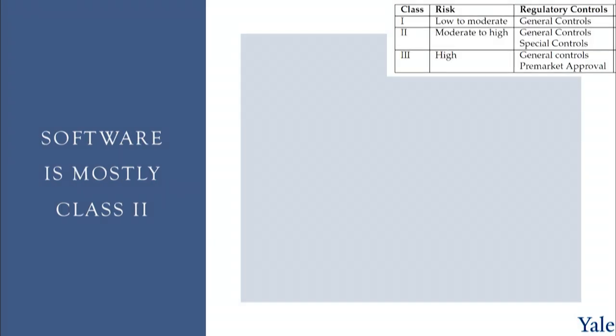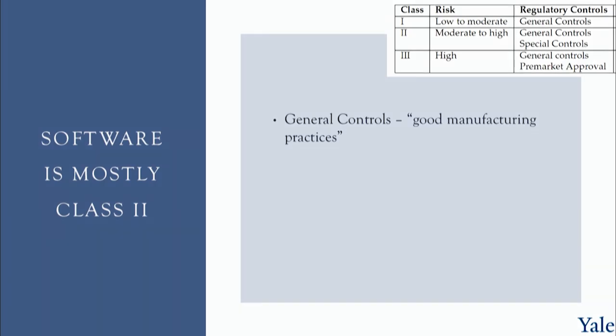So let's look at the controls and the situation here. Most of the software, especially software as a medical device, comes under class 2 usually. So what are the controls we're under? We're under both general and special controls. So for general controls, we just have to follow good manufacturing practices. So no adulteration, keeping sure that documentation is up to date, that the paperwork is in place, that declarations are correct. These are just the basics that the agencies ask for.